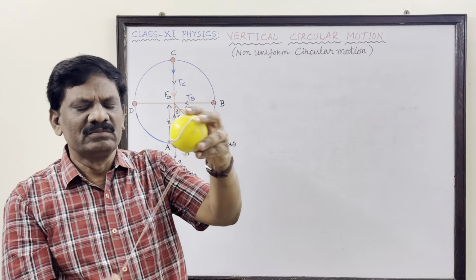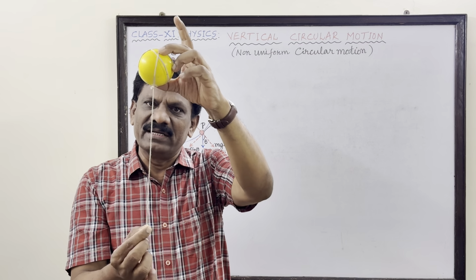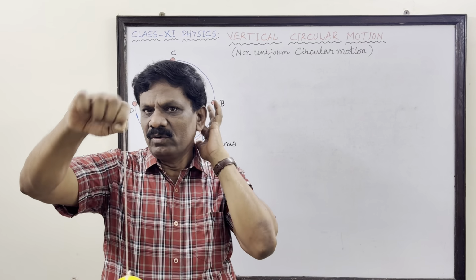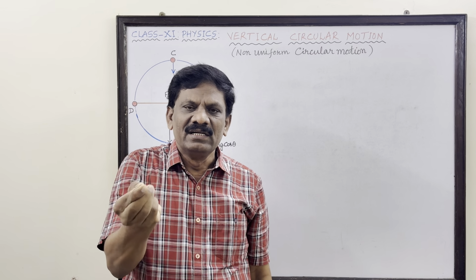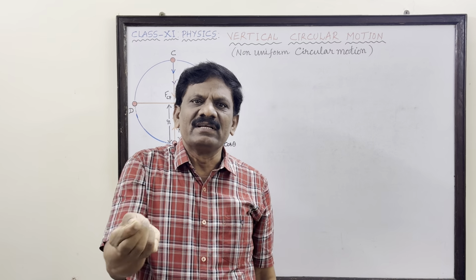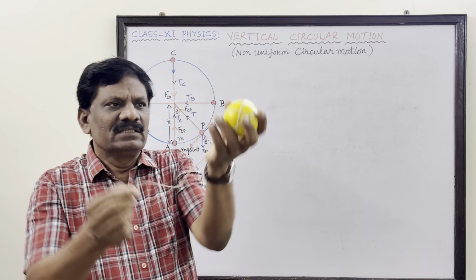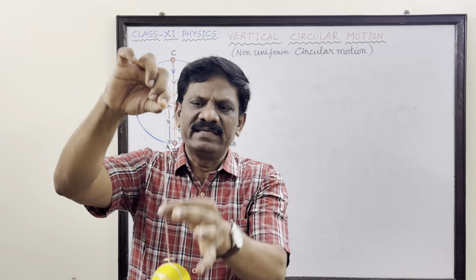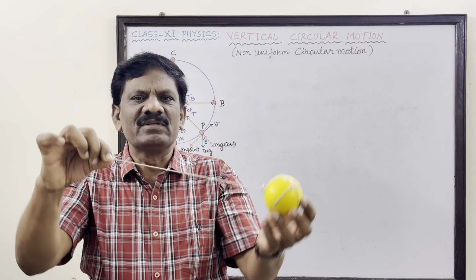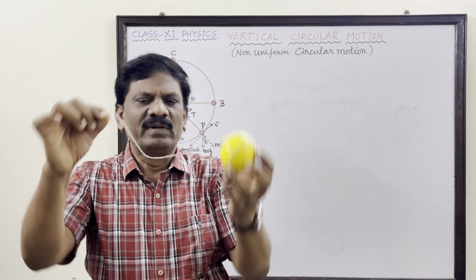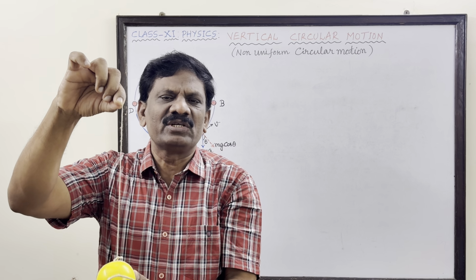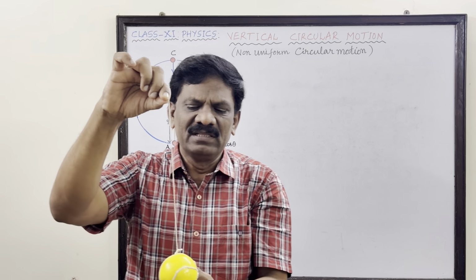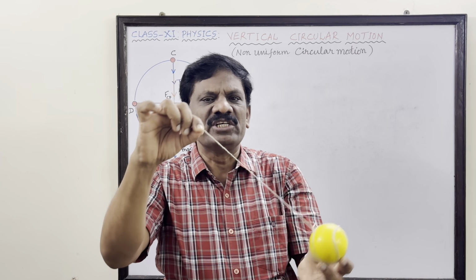So let us assume this ball is tied to a string. Okay? And now I am going to revolve this in a vertical circle like this, vertical circle. So when the ball is revolved in a vertical circle, the tension in the string will be continuously changing, as well as the velocity, the magnitude as well as the direction of the velocity of this ball is continuously changing.